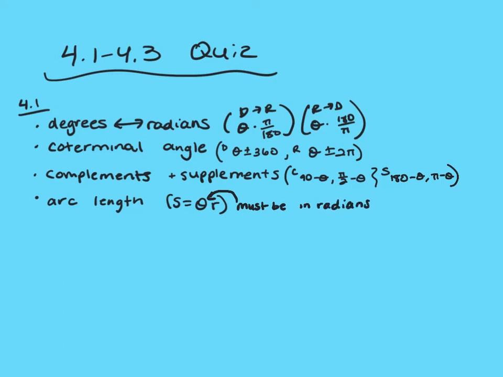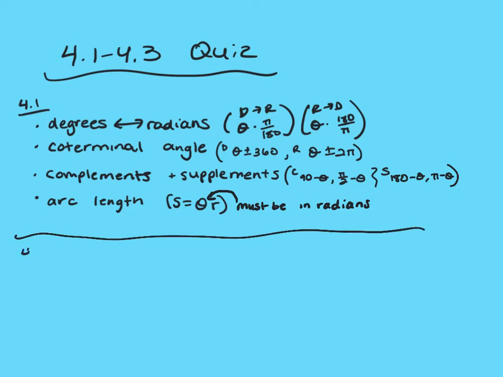Okay, and then arc length, remember theta has to be in radians. So if I give it to you in degrees, you got to convert it first. And then multiply it times the radius.